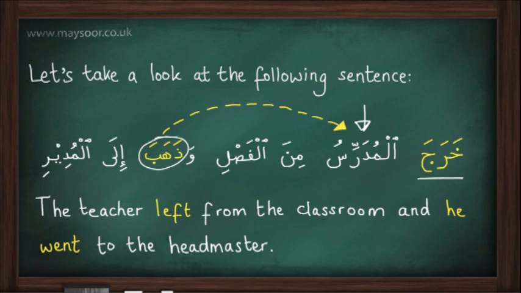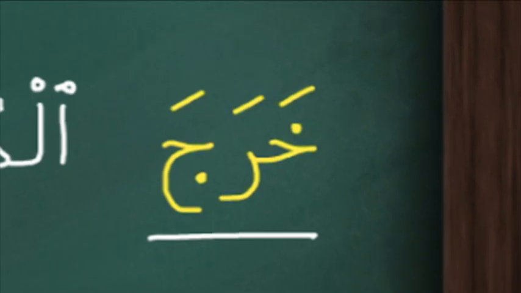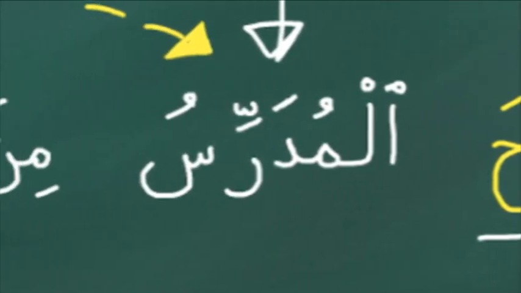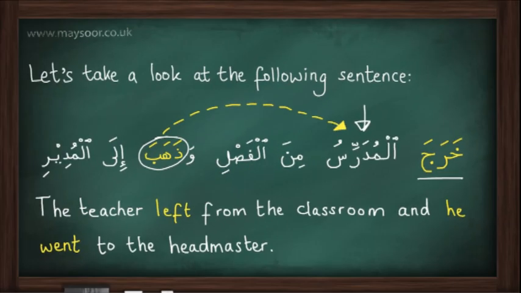In conclusion, a basic verbal sentence is comprised of two main components: a fi'l, a verb, and a fa'il, a subject. Just like a nominal sentence is made up of two parts, a mubtada and a khabar. For more information about nominal sentences, please refer back to lesson number 2.